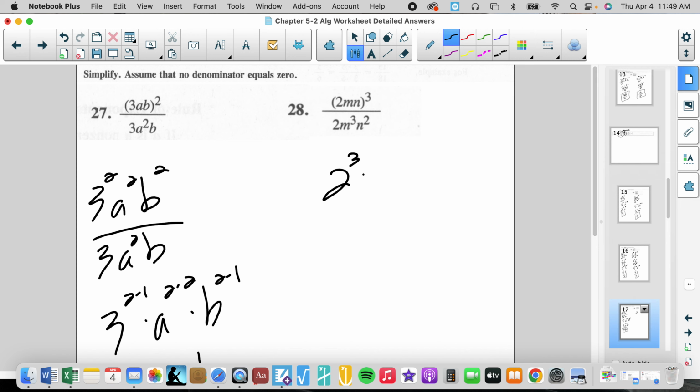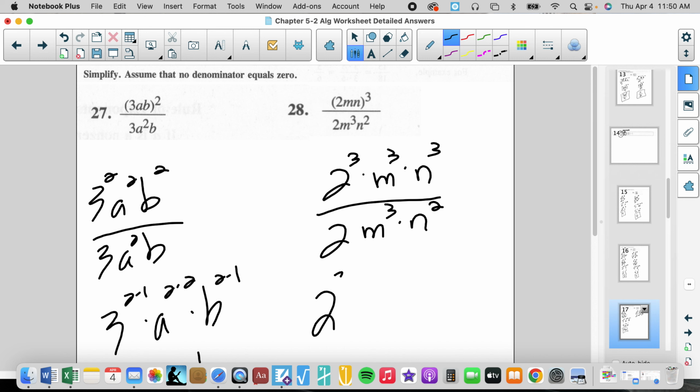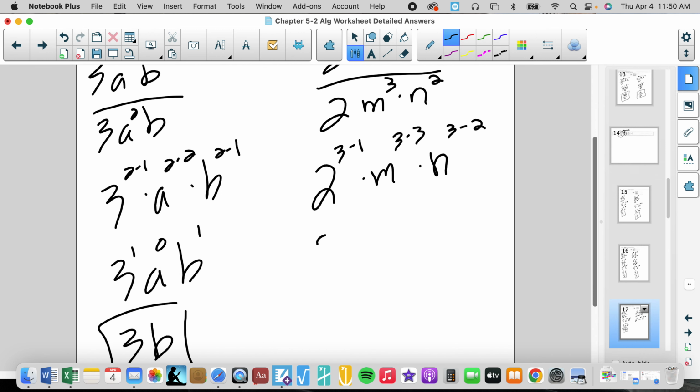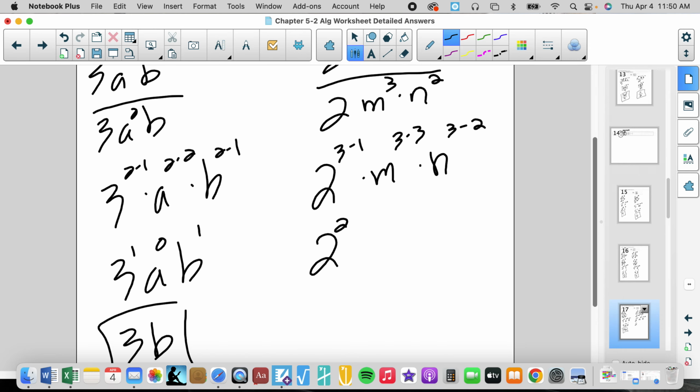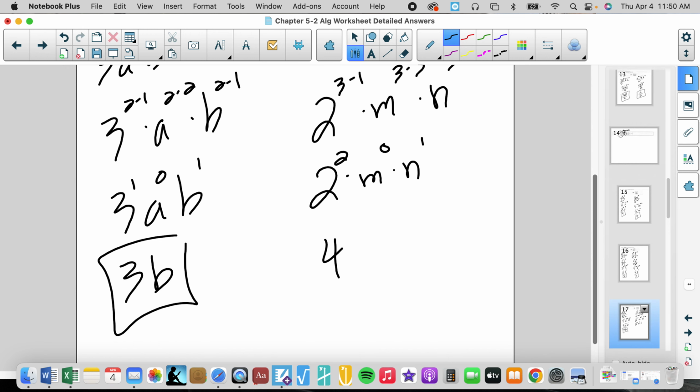2 to the third, m to the third, n to the third, over 2m to the third, n to the second. That's 2 to the 3 minus 1, m to the 3 minus 3, n to the 3 minus 2. 2 squared, m to the 0, n to the first, and 2 squared is 4, so we get 4n.